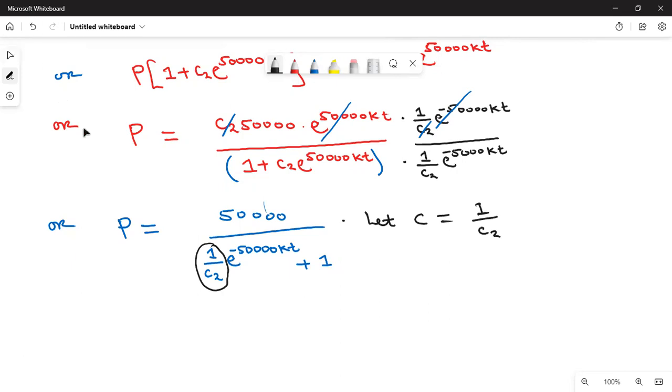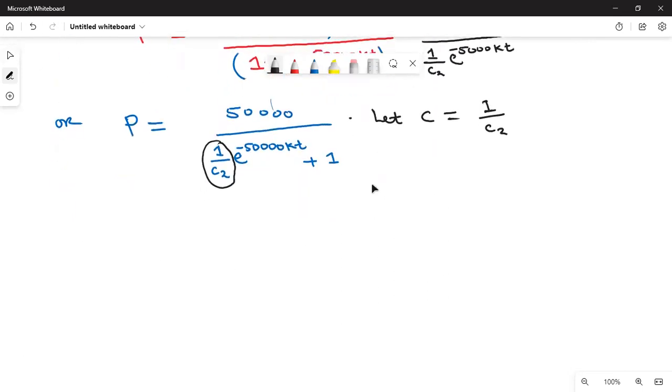So therefore, this can now be written as our P is now equal to 50,000, everything divided by 1 plus C, not C2 but now it is C, exponential negative 50,000 KT.